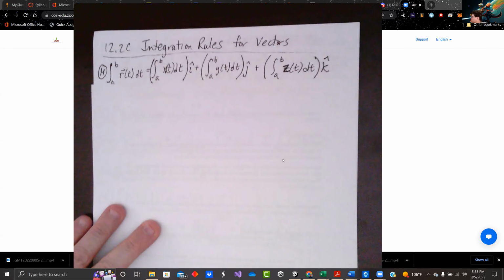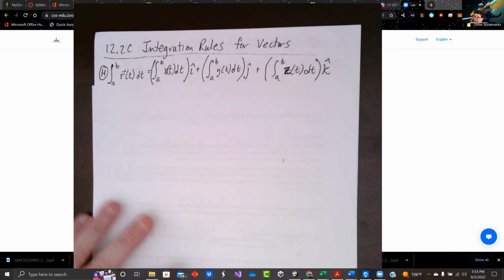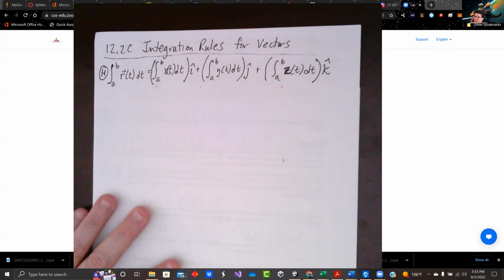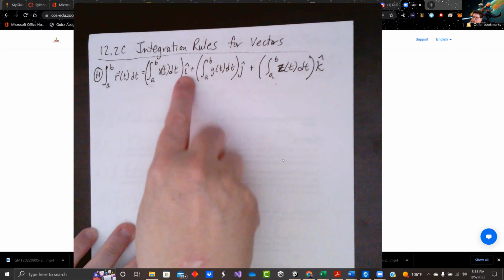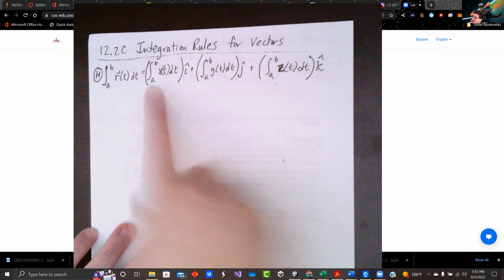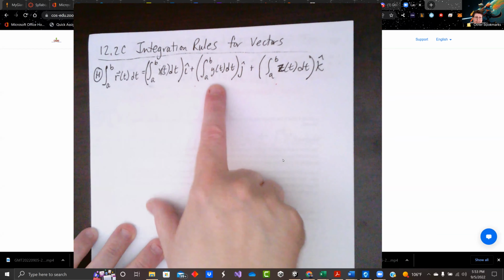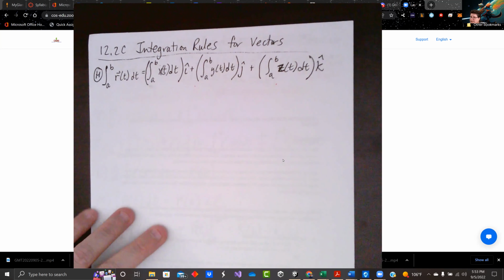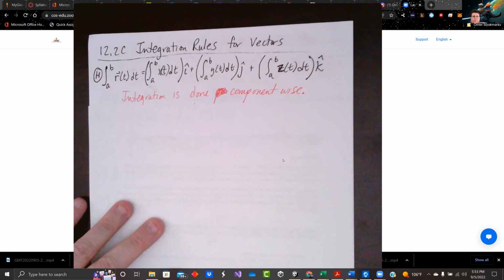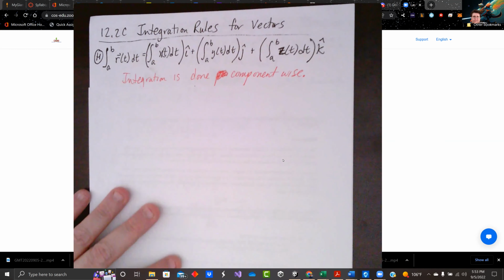Let's take a look at our integration rules. When we take the integral with the limits of a and b of a full vector, it's the same thing as doing the integral for those same limits for each of the components. So I've got the i hat component integrating x of t dt. The j component is integrating y of t dt. And integrating the z component is z of t dt. So integration is done component-wise, just like we did with derivatives.